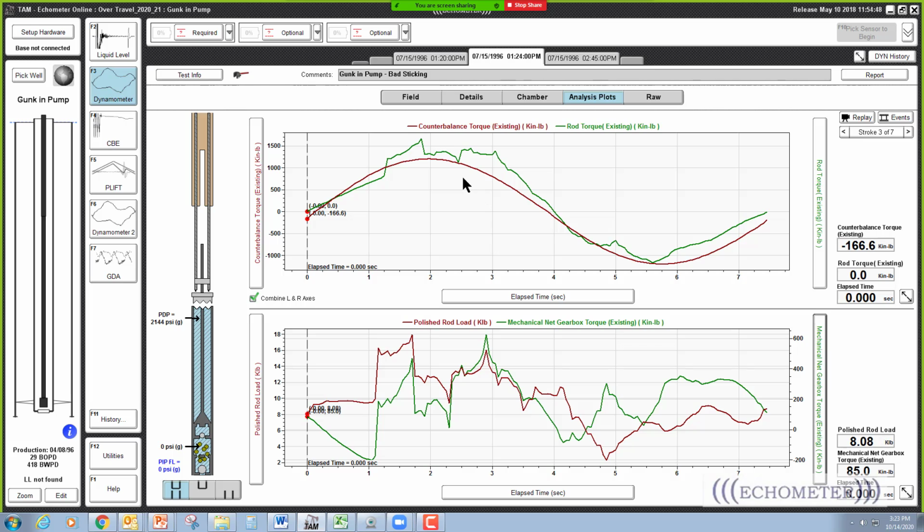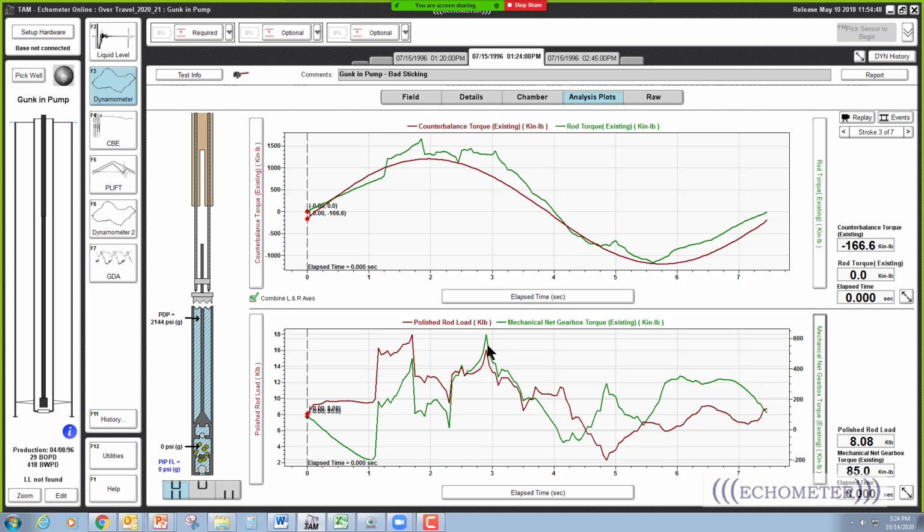You can see that this is the torque at the gearbox calculated with the counterbalance moment, and this line represents the rod loading times the torque factor, rod loading minus structural imbalance times the torque factor of that load, and this distance here is the net torque on the gearbox. Even though this load here, that's this green line right here, or the red line, was measured at the polished rod.